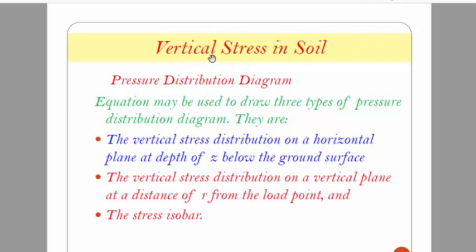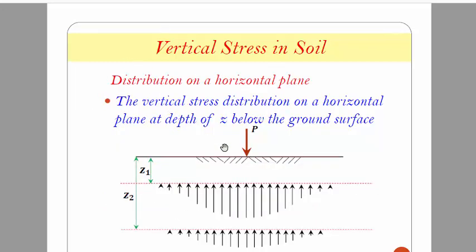Next is the pressure distribution diagram. The equation may be used to draw the pressure distribution diagram. It is also used for three types of pressure distribution diagram: the vertical stress distribution on a horizontal plane at a depth z below the ground surface, the vertical stress distribution on a vertical plane at distance r from the load point, and the stress isobars. So this is case 1.